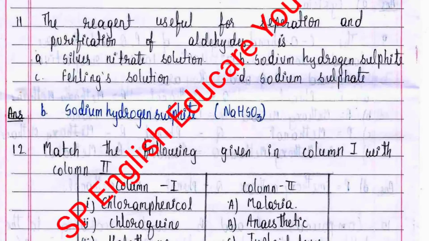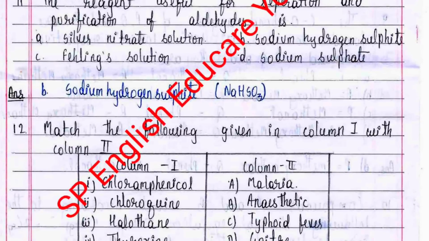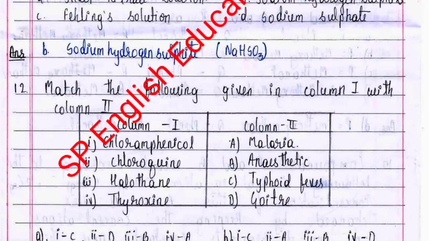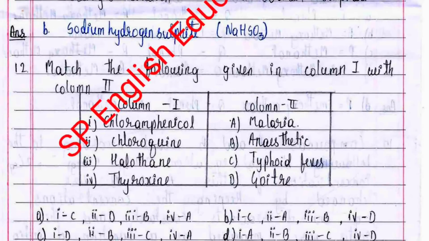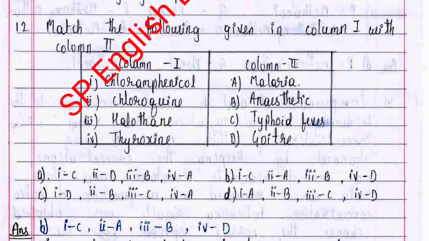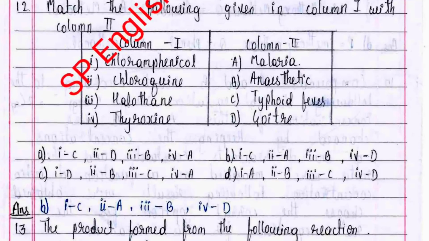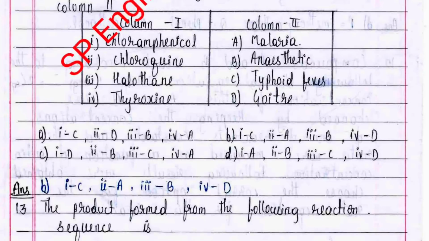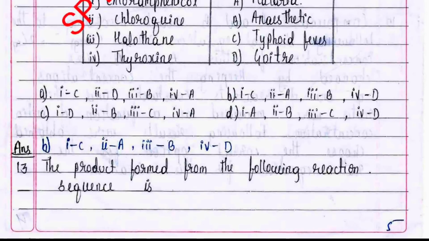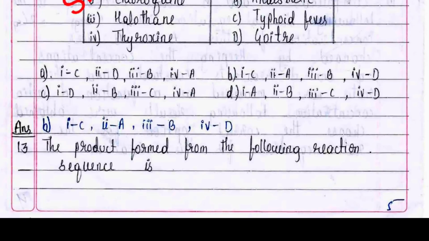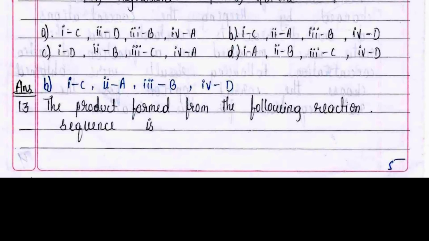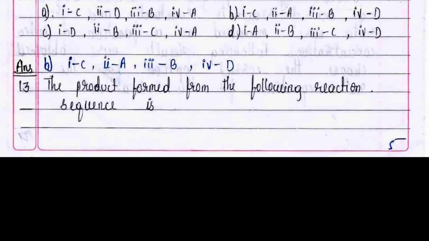12th. Match the following given in column 1 with column 2. Column 1, column 2. First, chloramphenicol, malaria. Second, chloroquine, anesthetic. Third, halothane, typhoid fever. Fourth, thyroxine, goiter. A. First C, second D, third B, fourth A. B. First C, second A, third B, fourth D. C. First D, second B, third C, fourth A. D. First A, second B, third C, fourth D. And the answer is B. First C, second A, third B, fourth D.